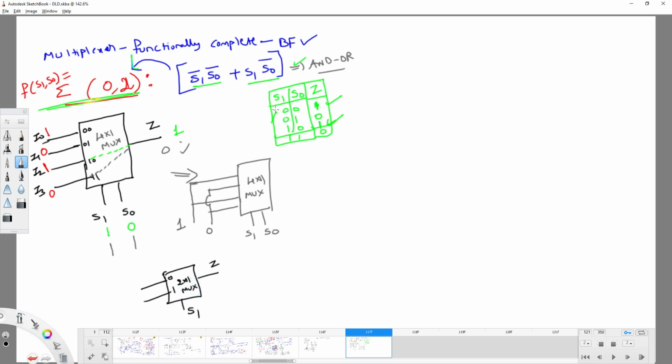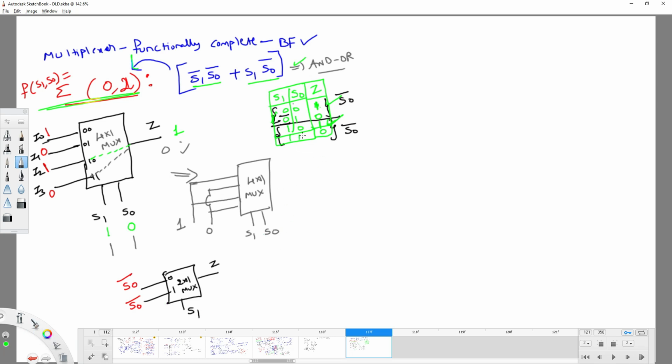Can I combine this 0 for the same 0 0 as input? What is the output you are going to get? 1 0. 1 0 is dependent on what? S0. Meaning that, can I write it like S0 complement? Similarly, if I have 1 1 as input, I am going to get again 1 0, which is the complement of S0. So what are the inputs for the first line? S0 complement. What are the inputs for the second line? S0 complement.